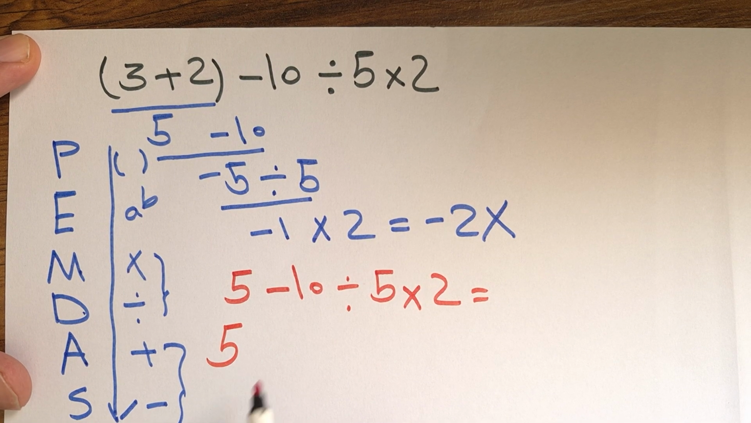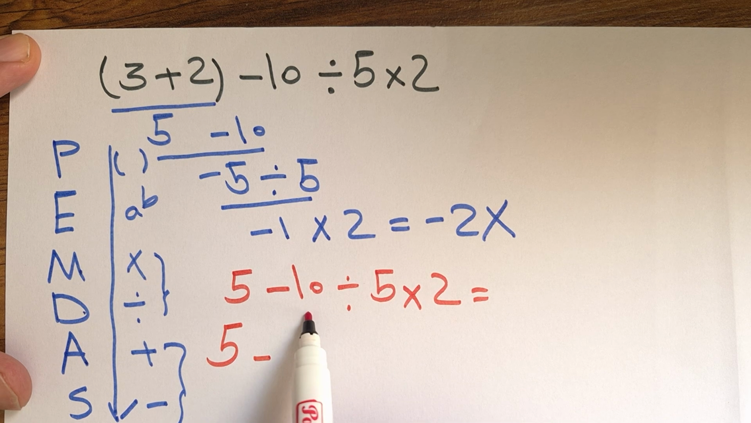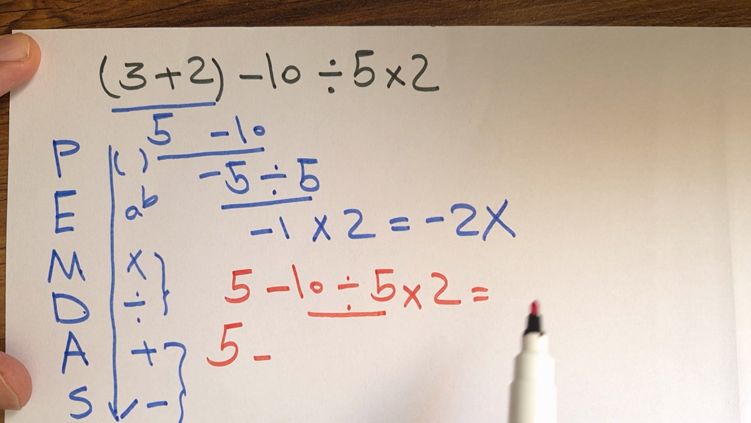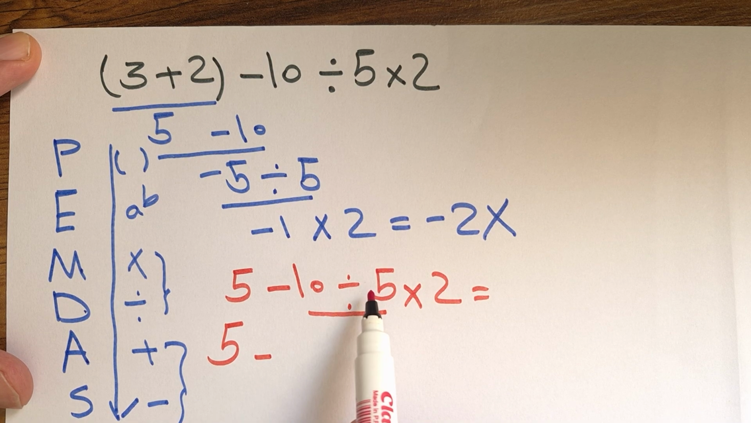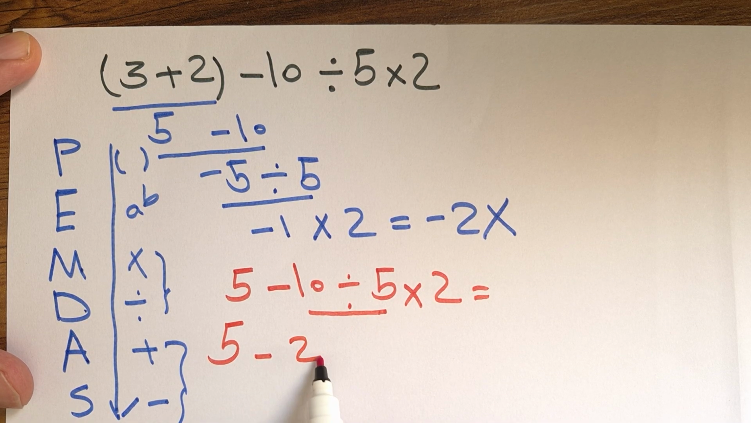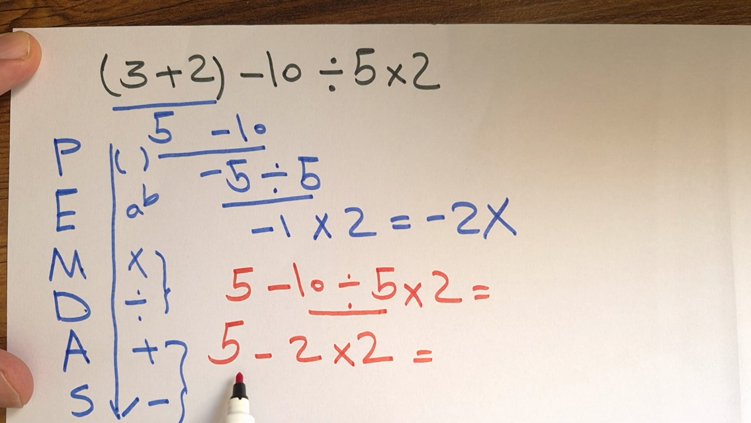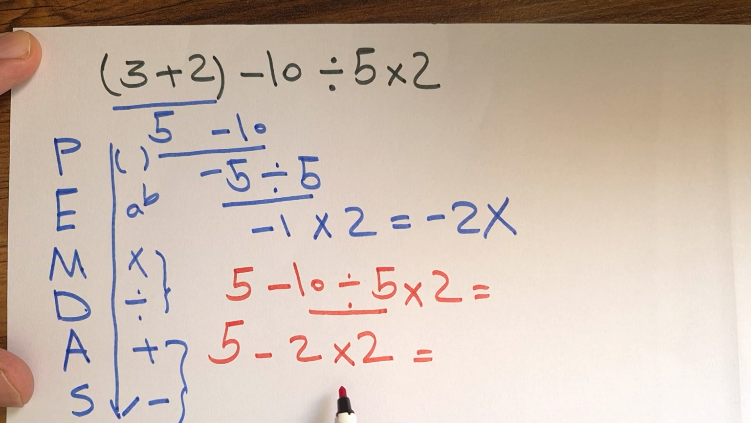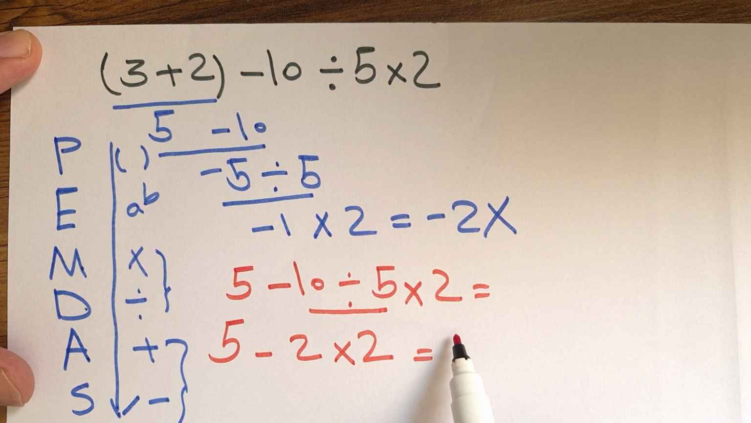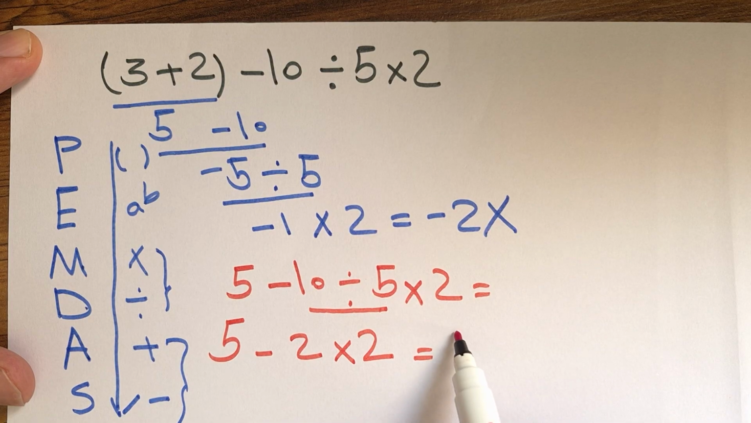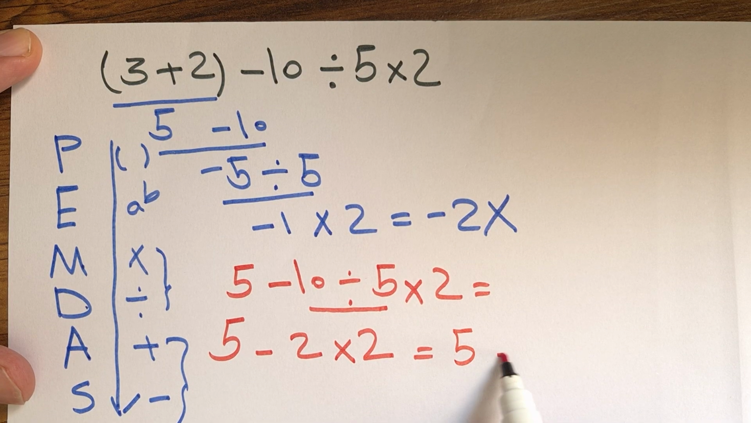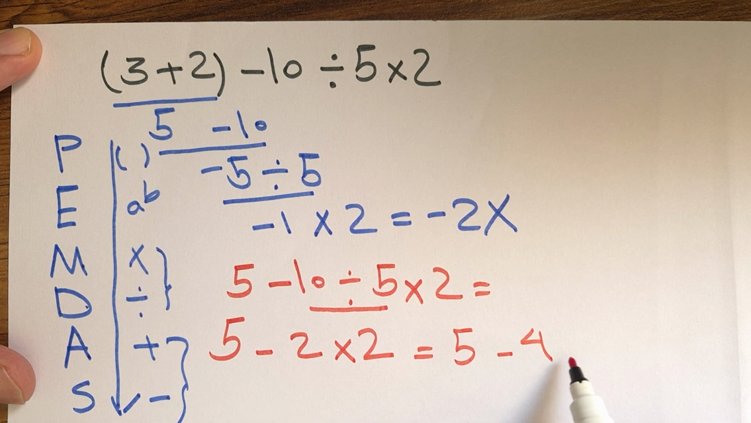So you should do it first. 5 minus, we have division now. So we should do the division first. 5 minus 10 divided by 5, it is 2. And then times 2. So now we have a subtraction, we have a multiplication. So multiplication has a higher priority according to PEMDAS.